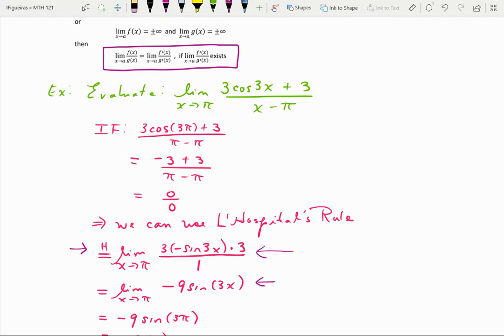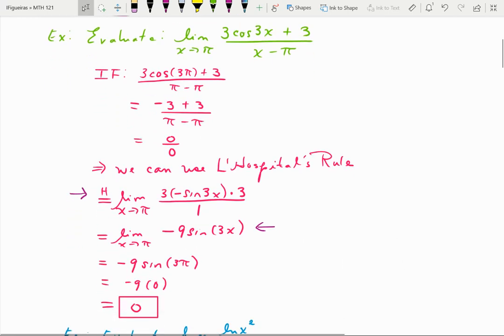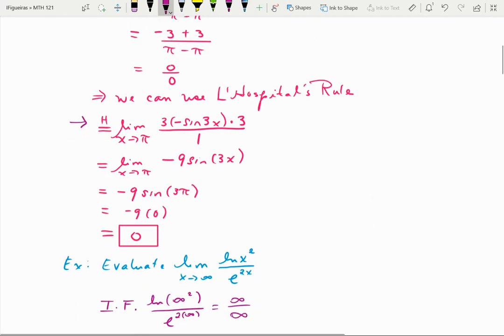If I simplify this line and move on, I have -9 sine of 3x, and you no longer need to write 1. At this point, direct substitution will work fine. I plug in pi for x, and you have -9 sine of 3 pi. Sine of 3 pi is 0, so your answer is just 0.